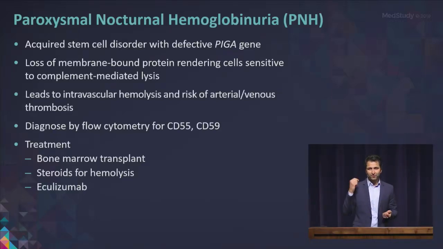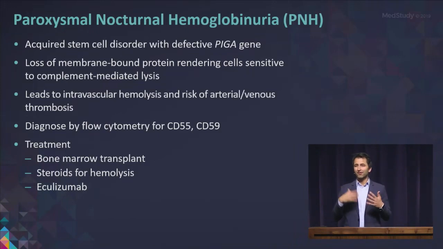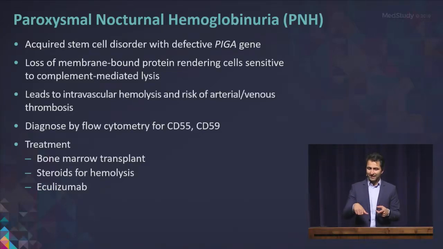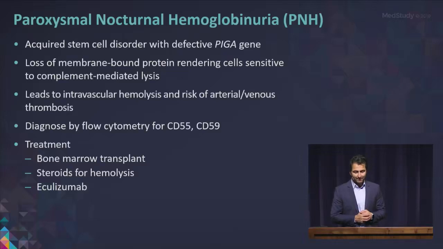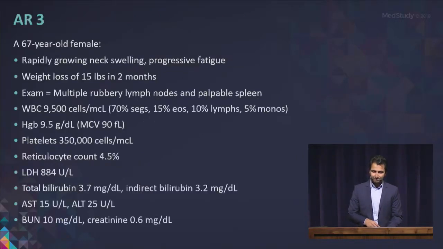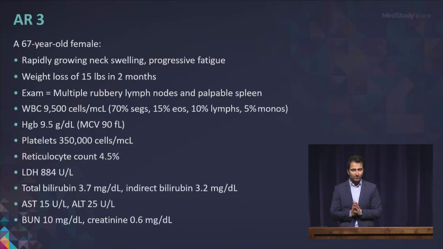So just store this somewhere in your mind that if you're ever given a case with hemolysis and they also have a PE or a DVT, think about PNH. As the name implies, they also may talk to you about having dark urine at night related to the hemolysis, but this is probably what may show up most likely if you're going to see that again. So that brings us to our next AR question.